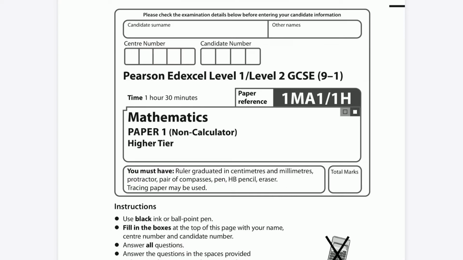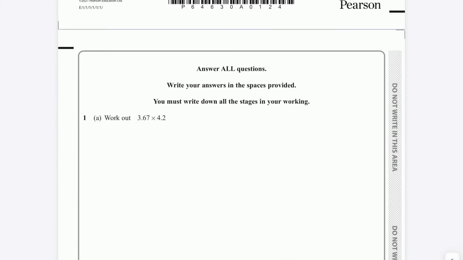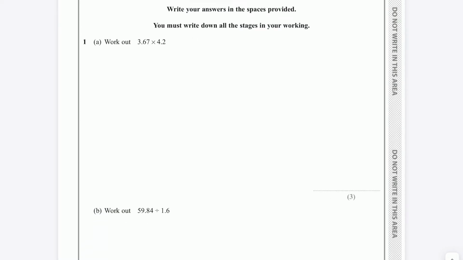I'll be doing a walkthrough of the November 2021 Higher Paper 1. Let's make a start. So the first question is asking us to multiply two decimals together.